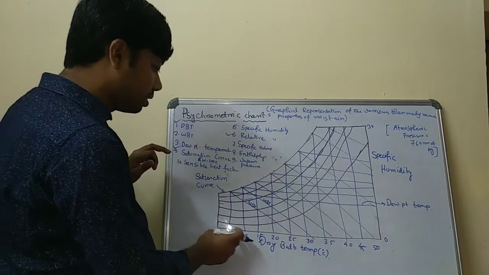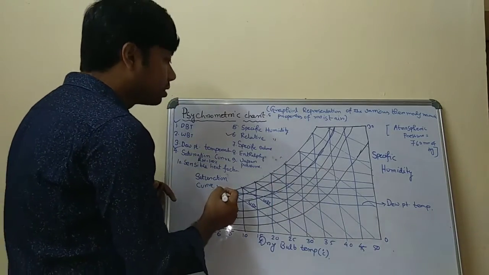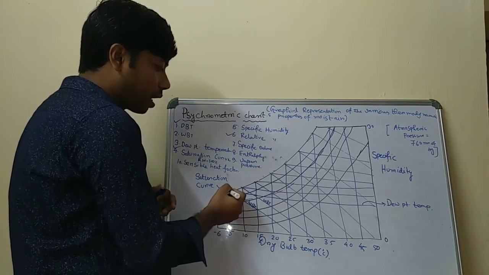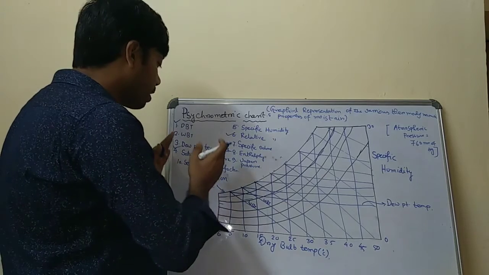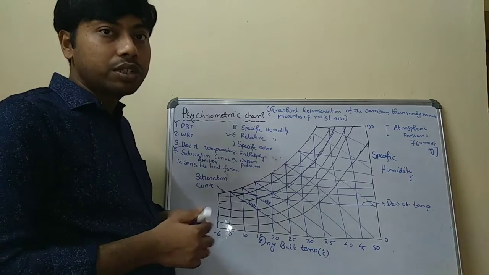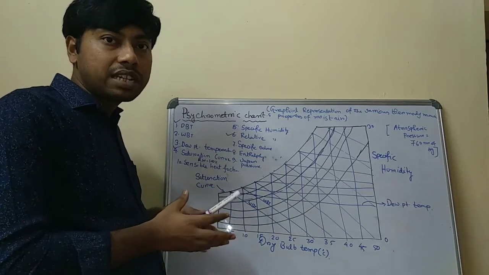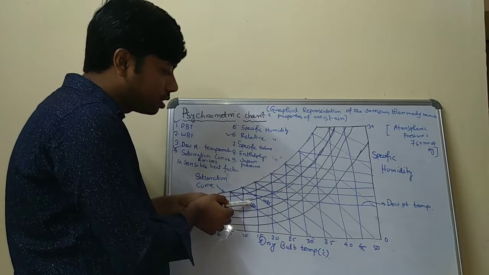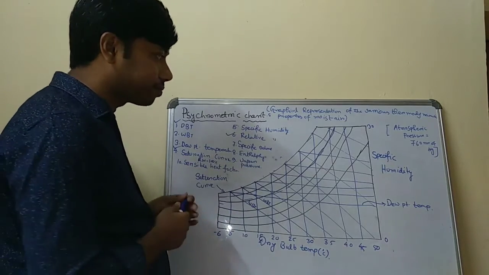So the dry-bulb temperatures are vertical lines and uniformly spaced. These are the saturation points at which the dry-bulb temperature lines meet the curve, and that forms the saturation curve. On this curve the relative humidity is 100%, because at the saturation point the amount of water vapor present is maximum. Then it will be 90, 80, 70, 60, 50, 40, like this. So these are the relative humidity lines, right?